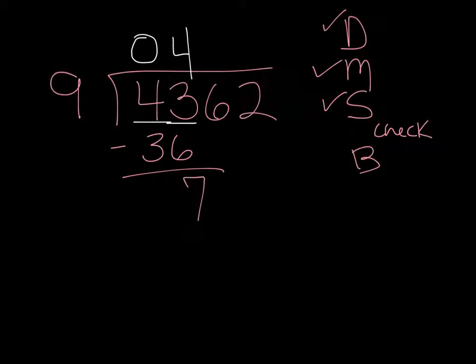So now that we have that, we're going to check. We want to check this 7, make sure it's less than the 9. If it is, we can move forward. And if it's not less than 9, then we've made an error. We probably made an error here. If it's more than 9, then it could go into it more times. It could have gone into 43 more times. If this answer was 10, then 9 could go into 10 one more time.